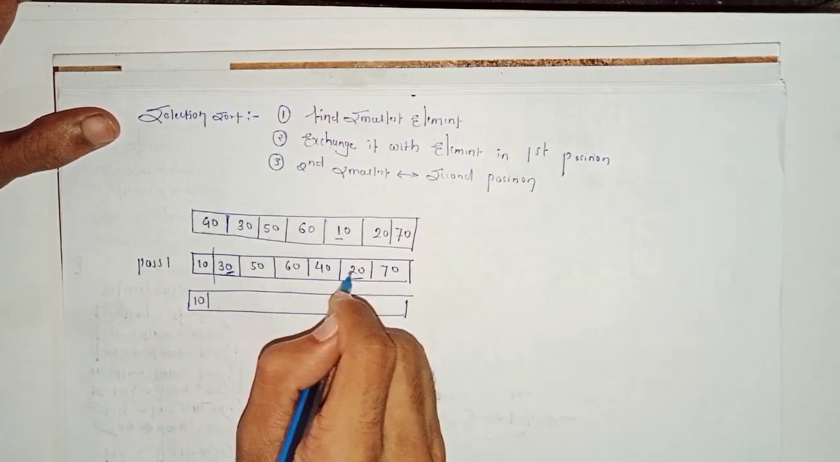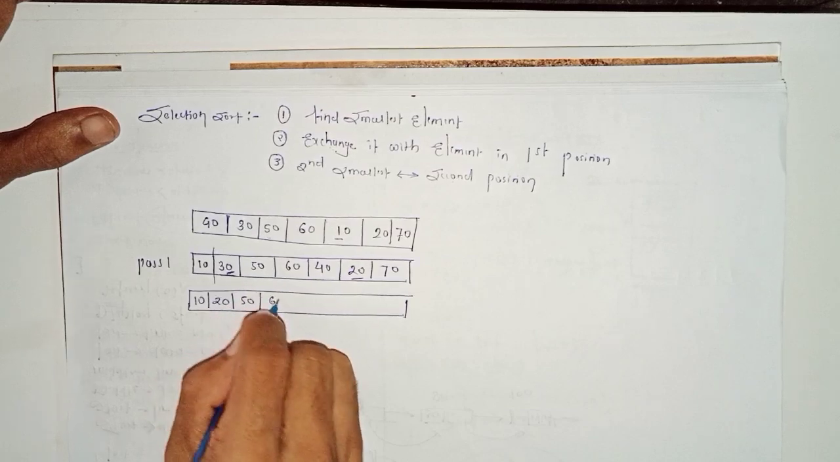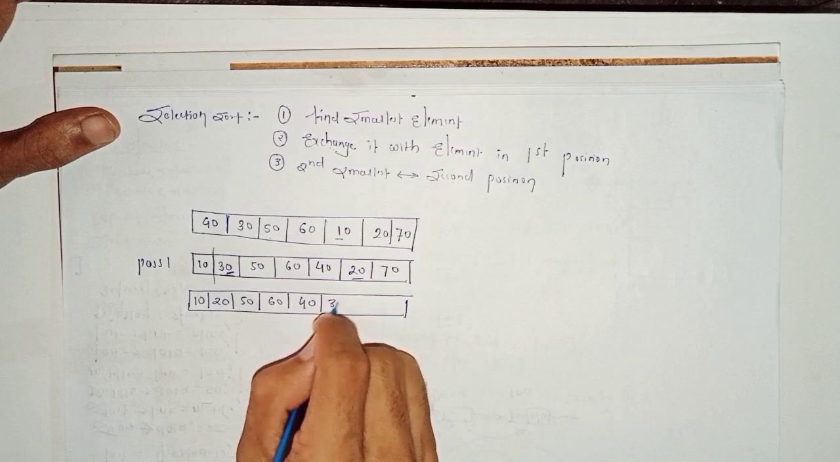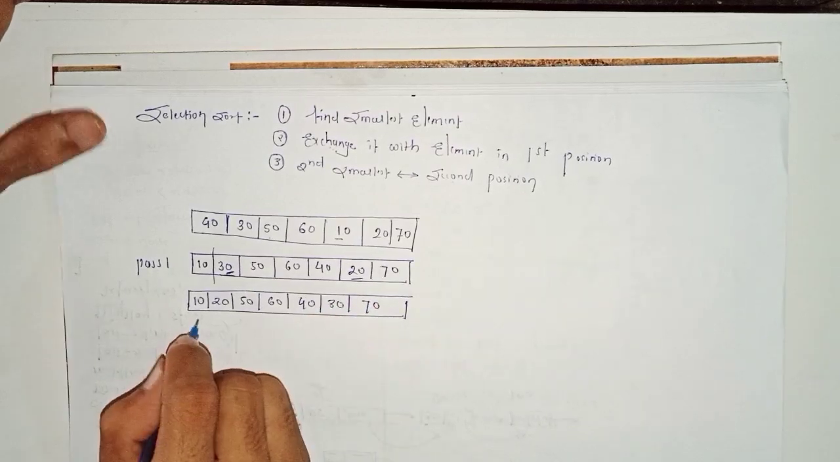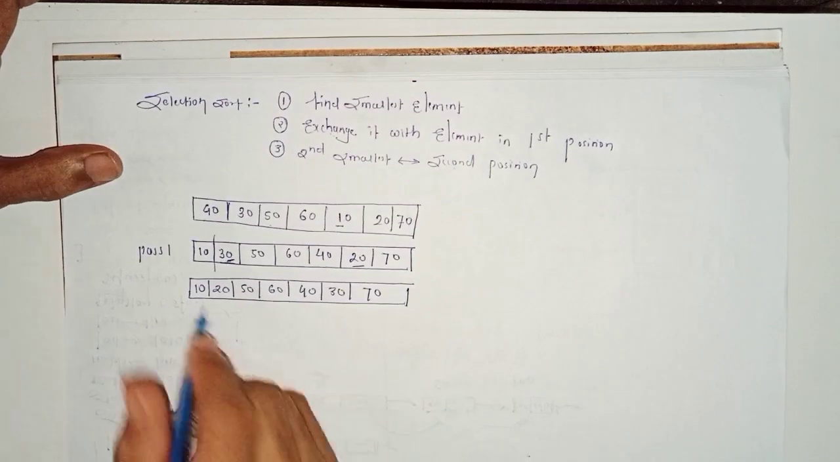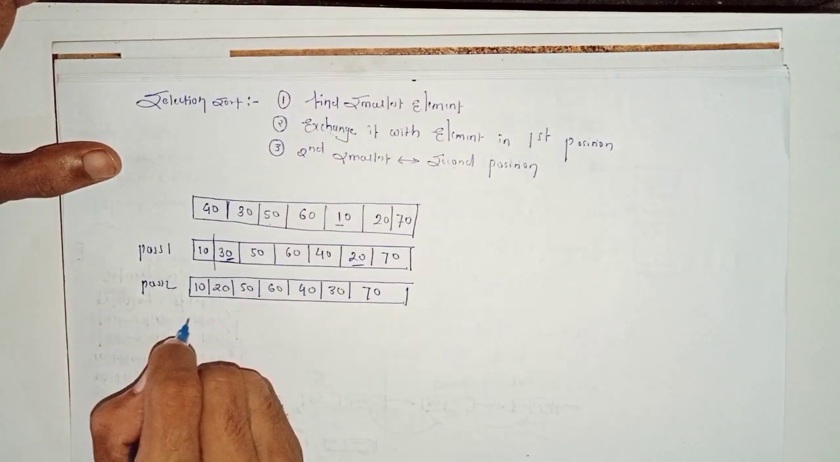That means 20 comes after 10, 50 will remain the same, 60 also remains the same, 40, and at the 20 position 30 will come, and 70. So likewise this is going to happen until we sort the entire array. So this will be pass 2.